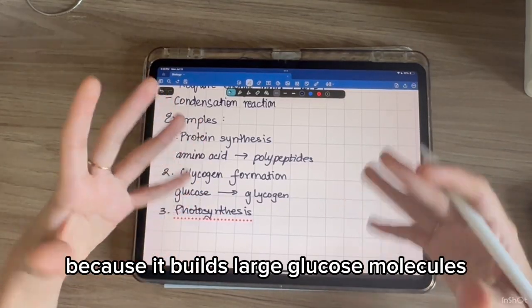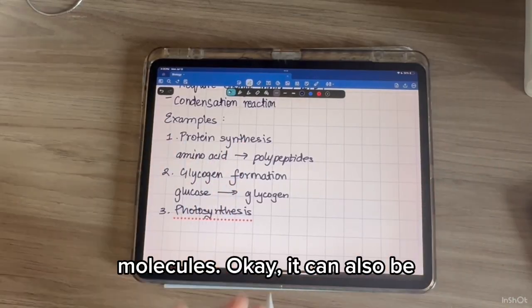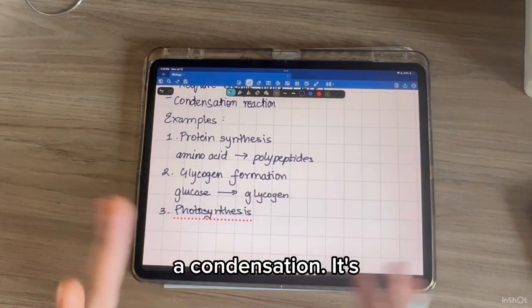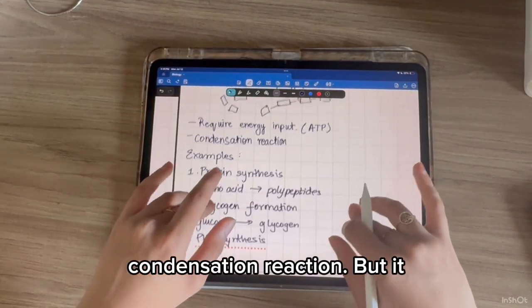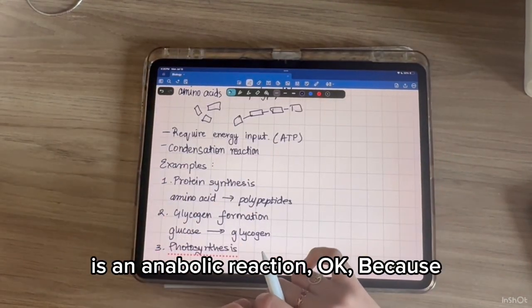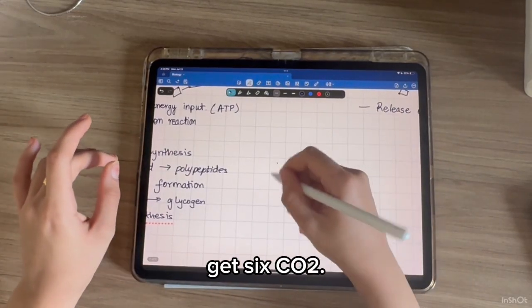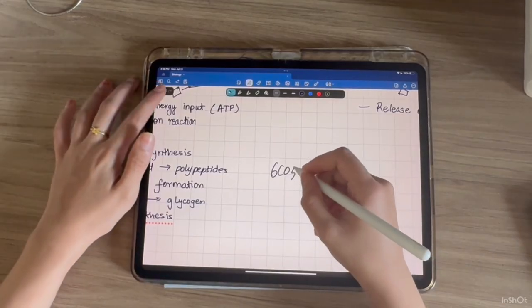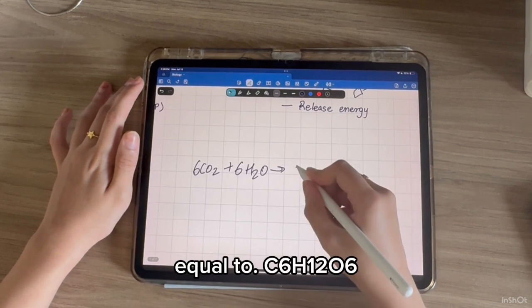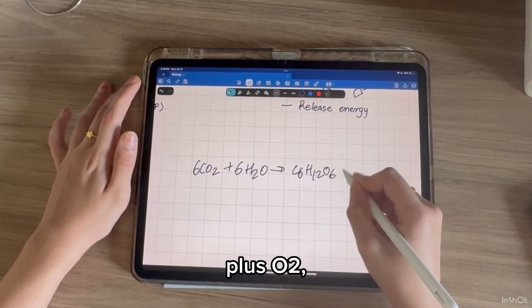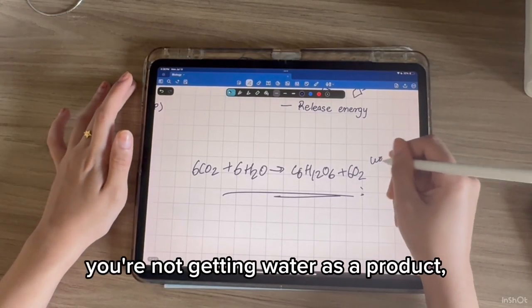Because it builds large glucose molecules from small carbon dioxide and water molecules. Okay, it can also be a condensation. It's not a condensation reaction, but it is an anabolic reaction. Because when you look at photosynthesis, you get 6 CO2 plus 6 H2O, which is equal to C6H12O6 plus O2, right? So in this, you're not getting water as a product, right?